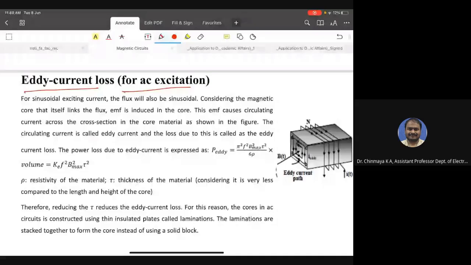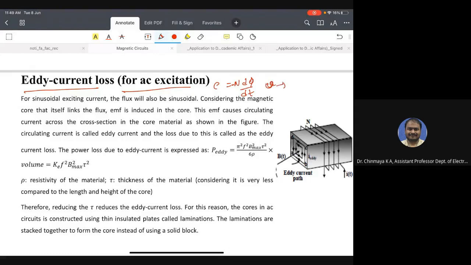What is eddy current loss? We know that Faraday's law of induction says that the voltage induced, the induced EMF E, is equal to n d phi by dt. But whatever the induced EMF is, it will be opposite to the source which is causing it. For example, let us say you are applying a voltage V.